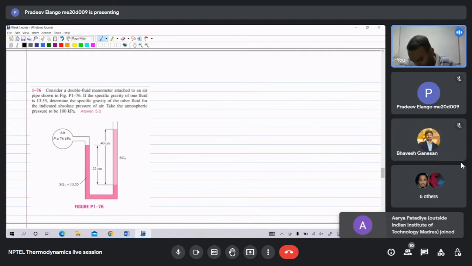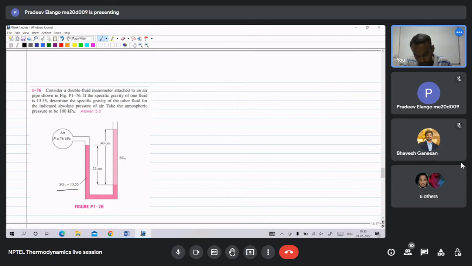as absolute pressure. The specific gravity of one liquid is given to be 13.55, and we need to find the specific gravity at the other side. So specific gravity of the second fluid. The first fluid is from here to this point, and the second fluid is from here to this point.